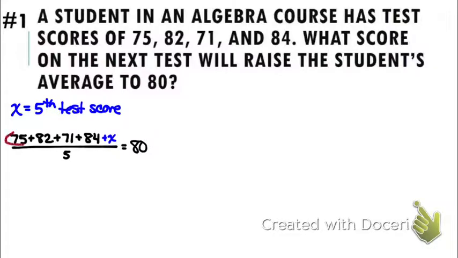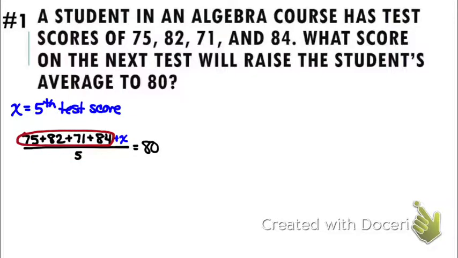Well, I can sum all of these. I can also get rid of that denominator at the same time. How do I get rid of that denominator? Multiply both sides by 5. What do I get when I sum 75, 82, 71, and 84? 312. So 312 plus X equals 400. So X would be what? 88.